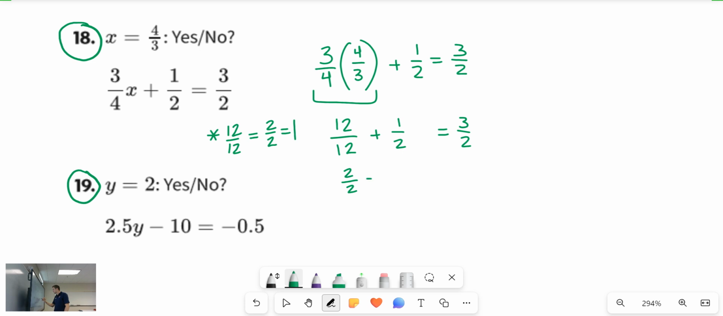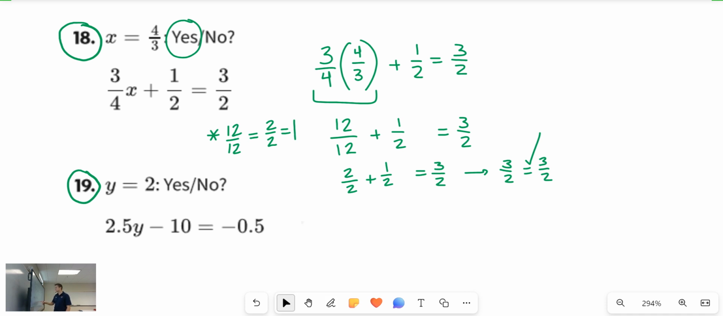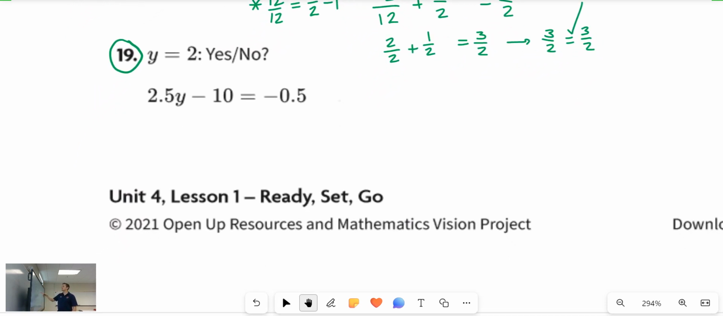So then we have 2 divided by 2 plus 1 divided by 2, or 2/2 plus 1/2 equals 3/2. Is this correct? Yes, actually. We're going to have 3/2, because if you have 2/2 and you add 1 more, that is 3. So 3/2 equals 3/2. And that checks, so we go over, and yes, 4/3 is a solution to this equation. So that's perfect. And let's go down and do 19.